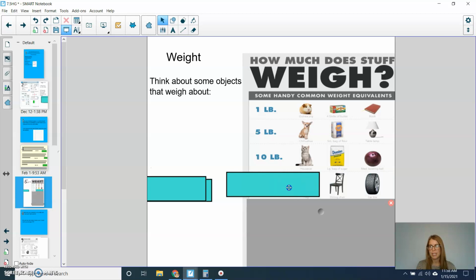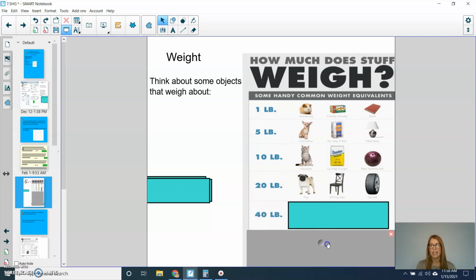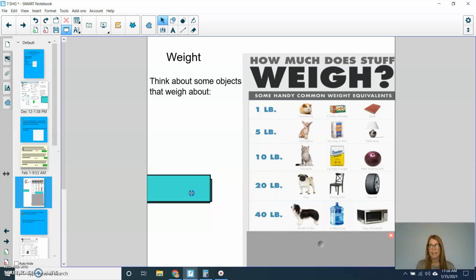For 20 pounds, I have a car tire, a dining room chair, or a pug. How about something that's 40 pounds? Press pause and play when you're ready to check. For 40 pounds, I have a microwave, a 5-gallon jug of water, or a larger dog, a border collie.